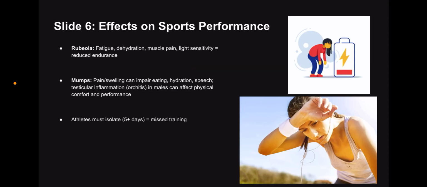And then we have effects on sports performance. So rubeola tends to cause fatigue, dehydration, muscle pain. So pretty much all the symptoms that would reduce endurance and performance overall for athletes specifically. And then when it came to mumps, they would have pain, swelling, can impair eating, hydration, speech, testicular inflammation, specifically in males, because it can affect physical comfort and performance. And then athletes must isolate themselves for 5 or more days. So in that aspect, they would have to miss training because these diseases and illnesses can be transmitted very easily.